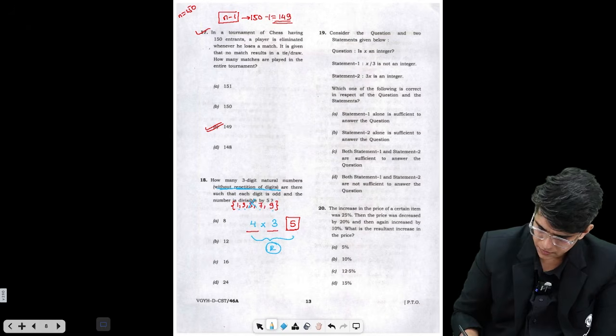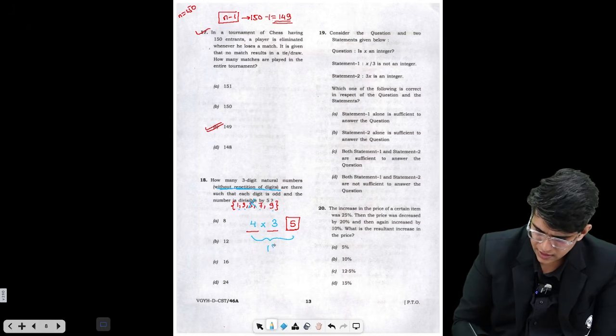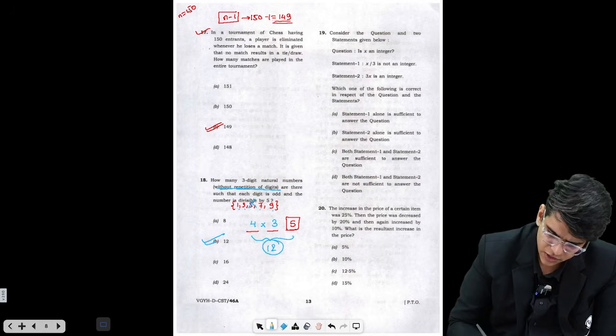If you see, how many total cases are there? 12. So the answer for this question is 12.